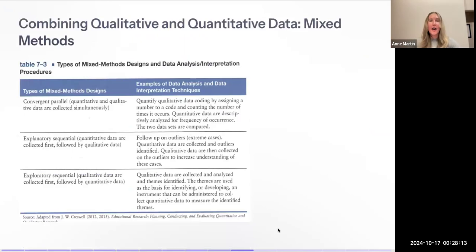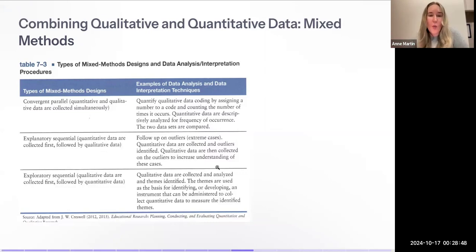Okay, and then combining qualitative and quantitative methods. So this table goes through some different approaches to data analysis when you have both data sources, and we do. So there's different ways that you can do this. If it's convergent parallel, that means that you're collecting both the quantitative and the qualitative data simultaneously, and you analyze them together. They are of equal weight and importance.